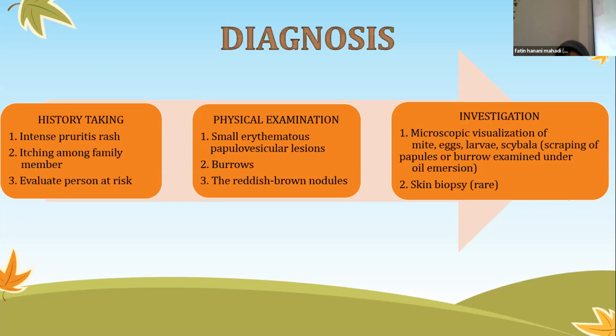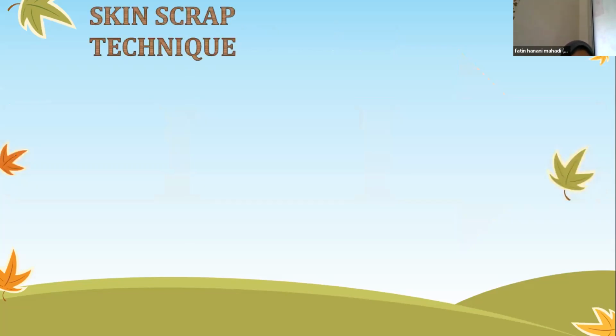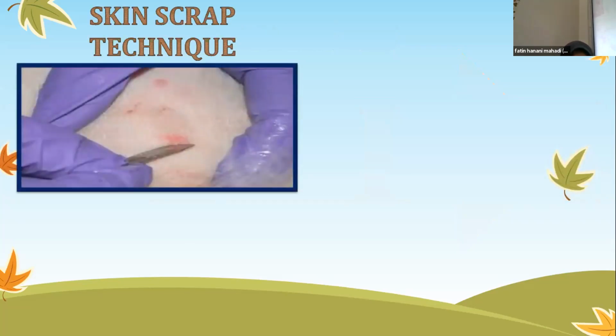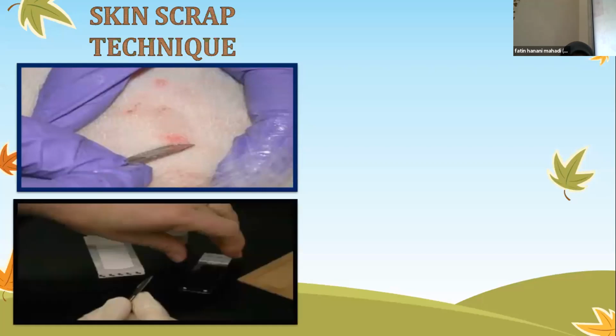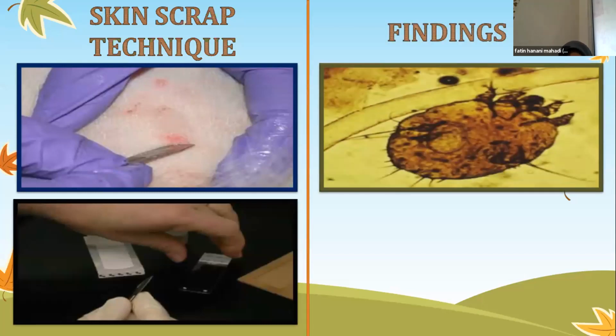Another one is skin biopsy, which is rare. The skin scrape technique involves placing a drop of mineral oil directly over the burrow on the skin. Then we superficially scrape longitudinally and laterally across the skin with the scalpel blade, as you can see in the picture. Next, the sample is placed on a microscope slide and examined.